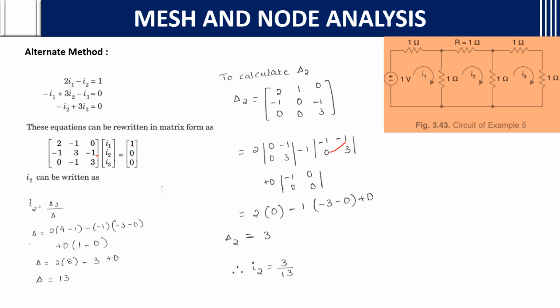If you see the previous slide, previously what we got is 3 by 13 itself. For finding the power in the resistor, what we will do? The power in the resistor is I2 square into R. I2 square is 3 by 13 squared, which is nothing but 9 by 169. R is 1 ohm here. So 9 by 169 is the power. So we'll go to the next sum.